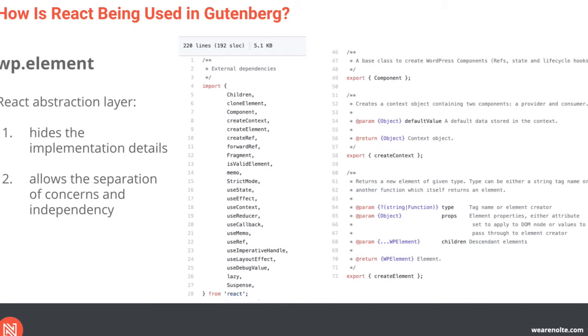I have some code snippets that I got from the element package. As you can see, they are importing all the functionality from the React library and then exporting these elements.